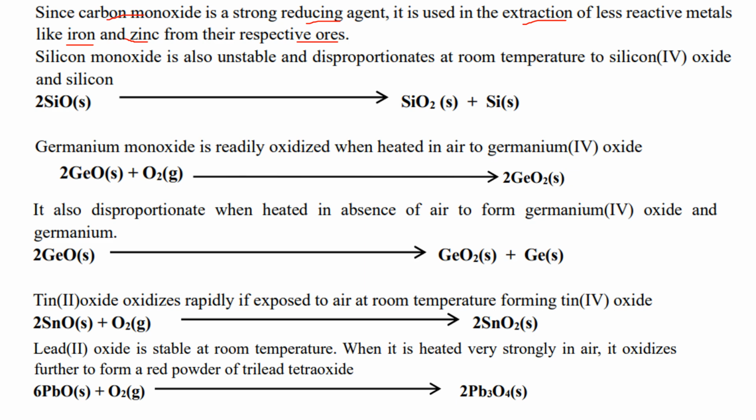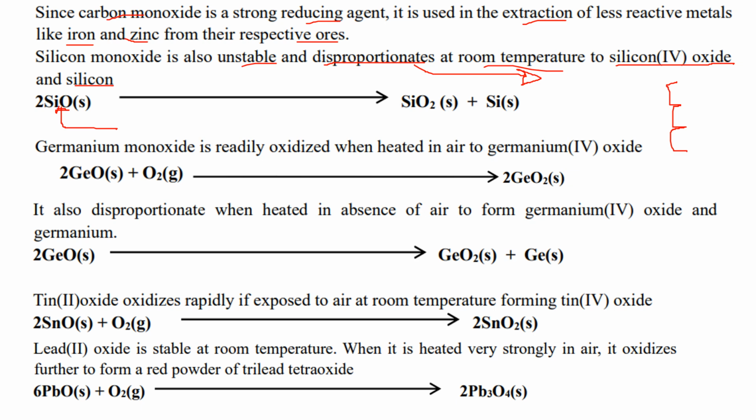So I'm also saying that silicon monoxide is unstable. Remember that I told you +4 is stable in 4 elements of group 4, and that is carbon, silicon, germanium, and tin. So silicon monoxide is unstable, therefore it undergoes disproportionation. And as I explained in the previous video, a disproportionation reaction is where the same species undergoes both oxidation and reduction simultaneously. So it disproportionates at room temperature to form its most stable compound, which is silicon 4 oxide, together with silicon.